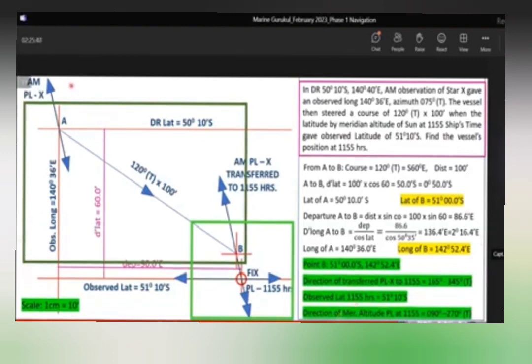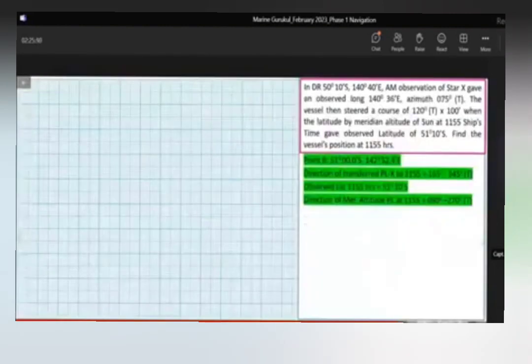Direction being east-west. Now having got the point through which to draw the transferred PL, that is point B at 11:55, and also having enough information to be able to plot the 11:55 observed PL, we can now get the position at 11:55. Now d lat from the latitude of point B, which is 51 degrees south, to observed lat, which is 51 degrees 10 minutes south, is 10 minutes south.